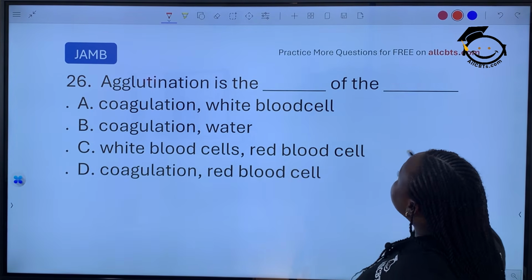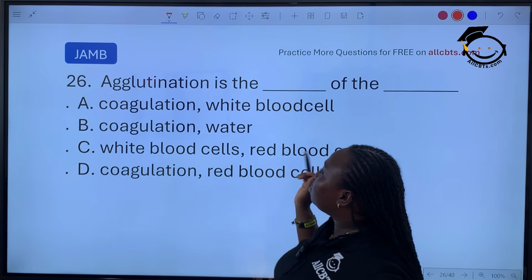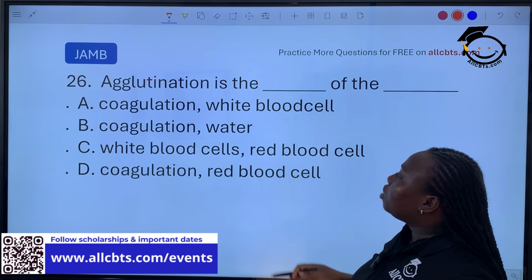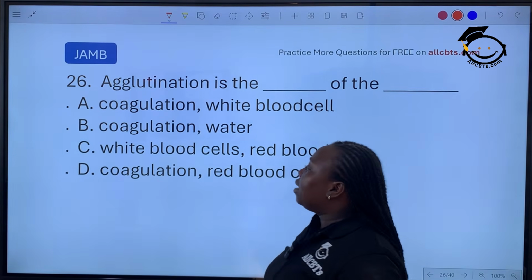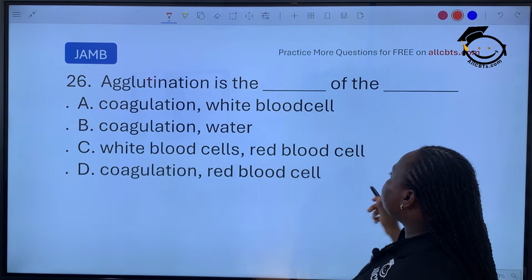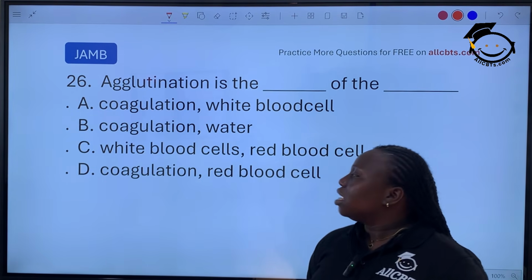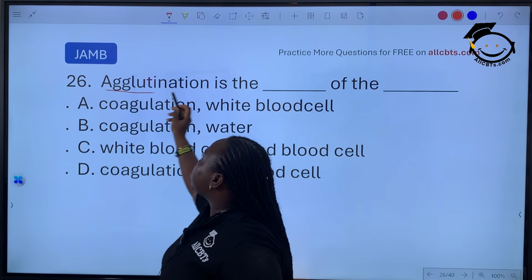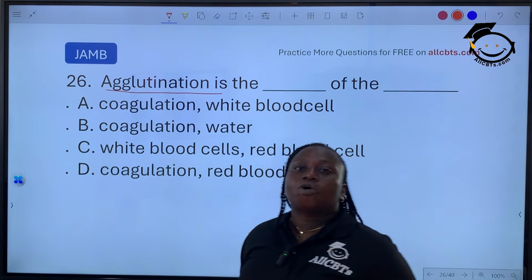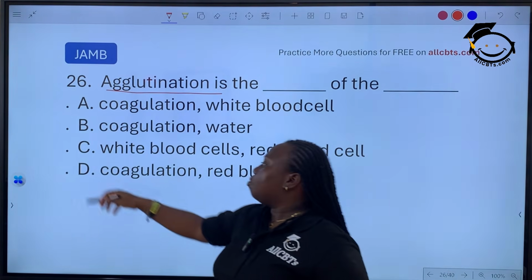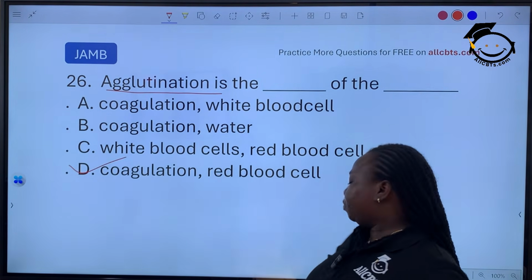Agglutination is the dash of the dash. A, coagulation of the white blood cells. B, coagulation of water. C, white blood cells, red blood cells. D, coagulation, red blood cells. Now, when you hear of agglutination, it is talking about the coagulation of the red blood cells. Option D.